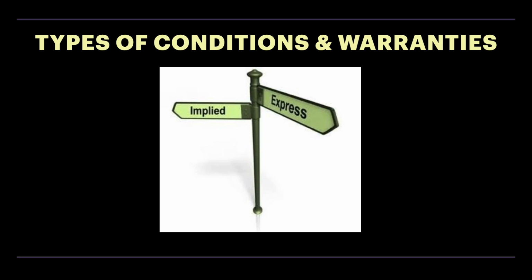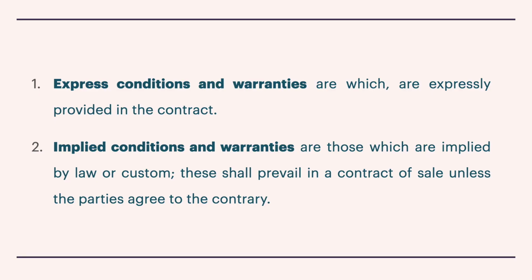The last part of the chapter, Sale of Goods Act: types of conditions and warranties. There are two types, implied as well as express. Implied conditions and warranties and express conditions and warranties. What is express? Those which are expressly provided in the contract. Implied conditions and warranties are those which are implied by law or by custom. These shall prevail in a contract of sale unless the parties agree to the contrary.